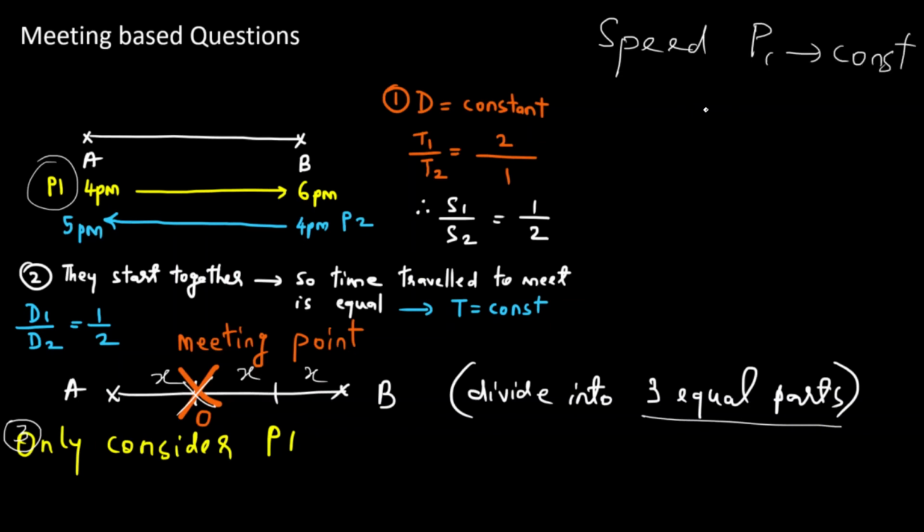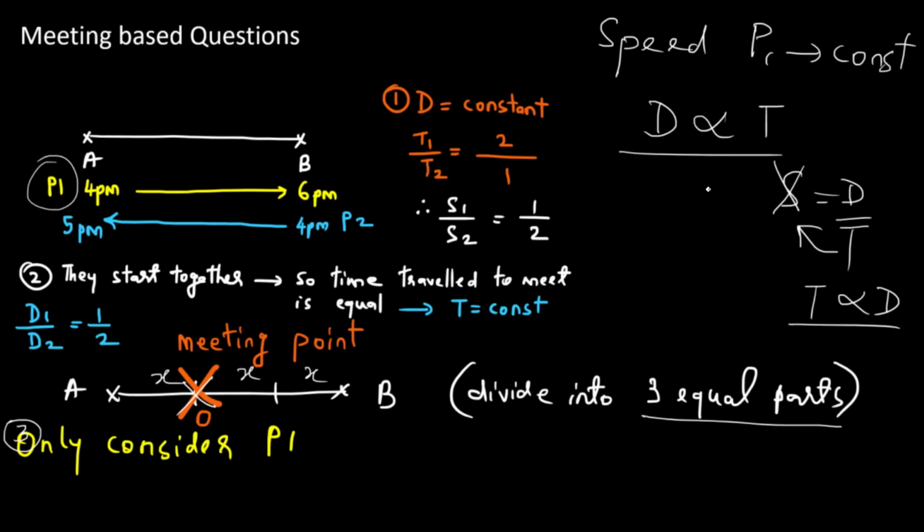Now, when speed is constant, we know that distance is proportional to time. Remember, speed is distance by time. Just remove the constant part and take it to this side. So you get time is proportional to distance. That's the same thing that we got over here.